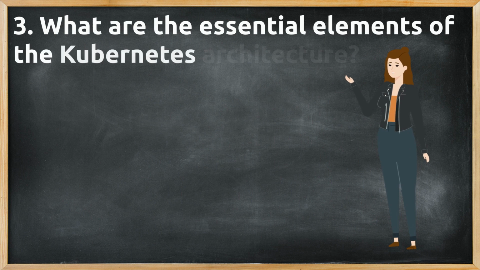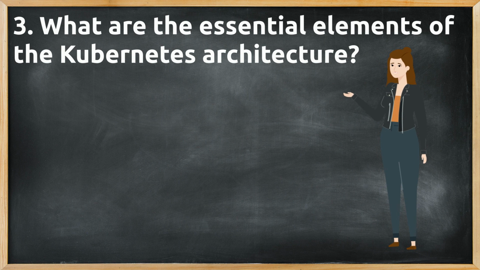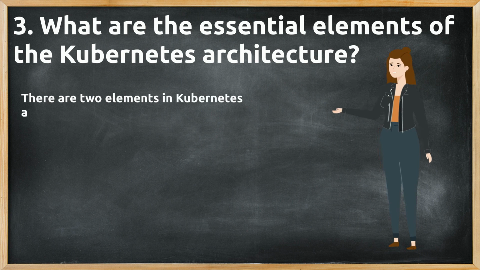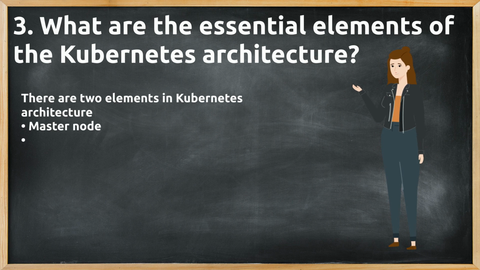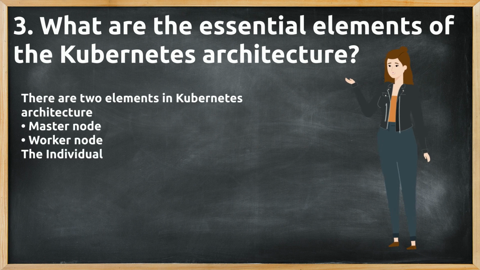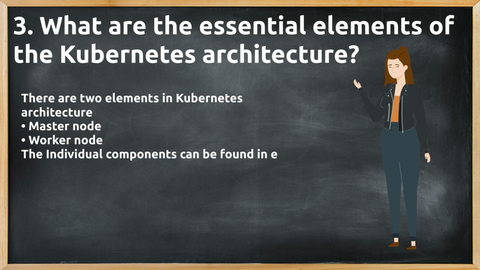3. What are the essential elements of the Kubernetes architecture? There are two elements in Kubernetes architecture: master node and worker node. The individual components can be found in each of these components.